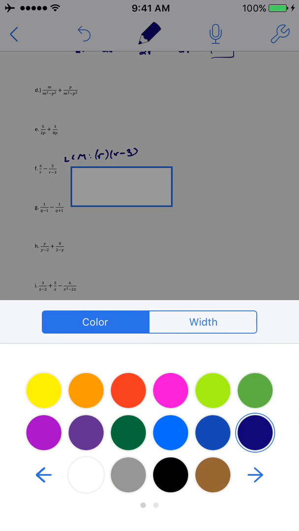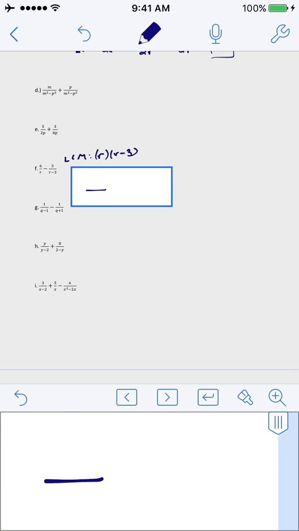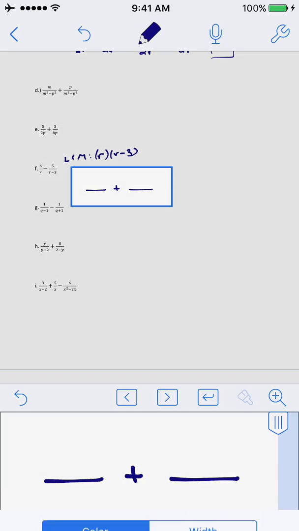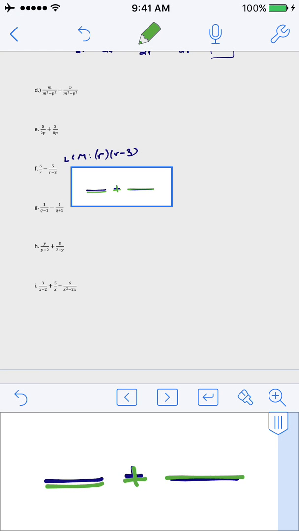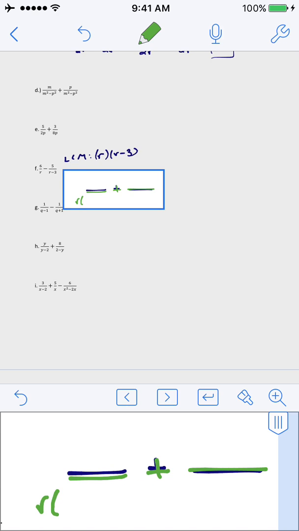So at the end of the day, both of my fractions, I think I just chose the same color. That was weird. Both of my fractions should have R times R minus 3 on the bottom. That way they are the same quote-unquote size, right? They should both have 12, right? So they both have the same thing on the bottom.